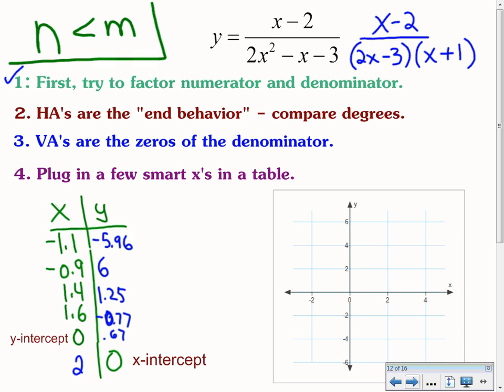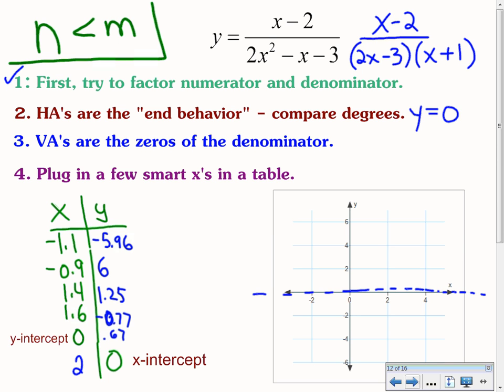Check. Number 2, remember, same thing. Horizontal asymptotes are always the end behavior. Compare the degrees. Well, once again, when the numerator is less than the denominator, we have a horizontal asymptote at y equals 0. As x gets larger and larger, this graph is just going to flatten out.